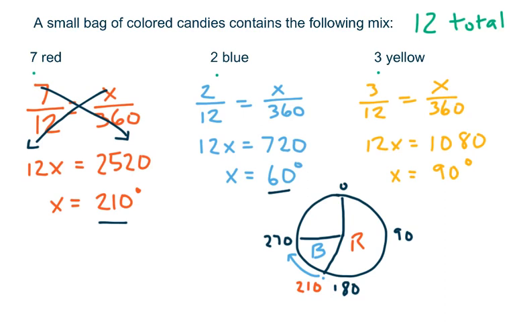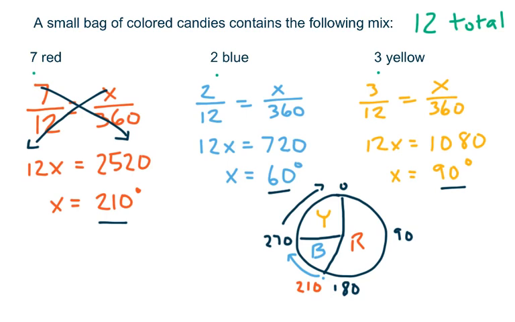Finally, I need to give 90 degrees to yellow. Well, it's kind of already been done. I only have one section left, just to make sure. If I were to go from 270 and go 90 degrees, that would take me to 360. That would take me all the way around the circle, so I feel real good about this section here being my 90 degrees. And now I've created my pie chart.